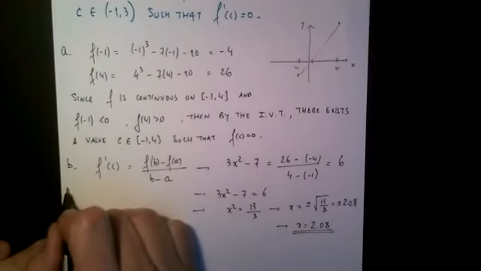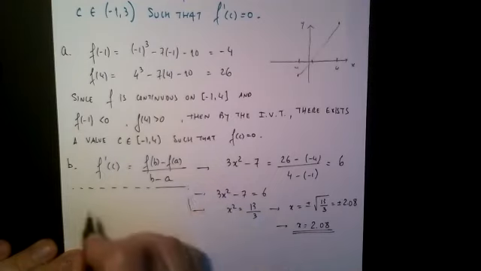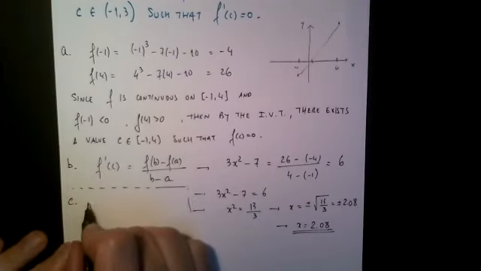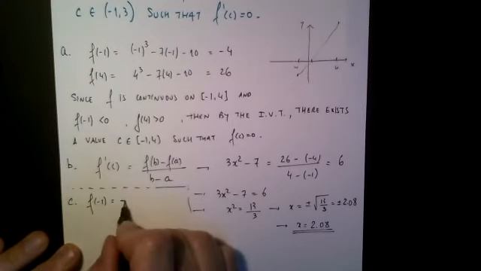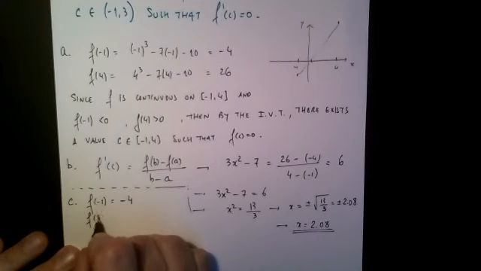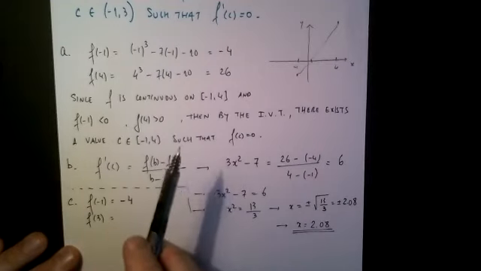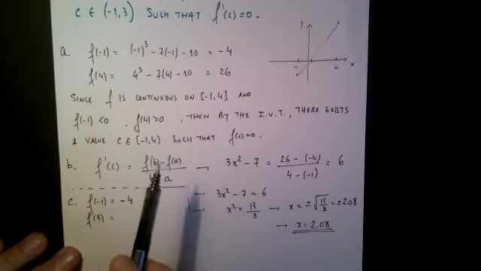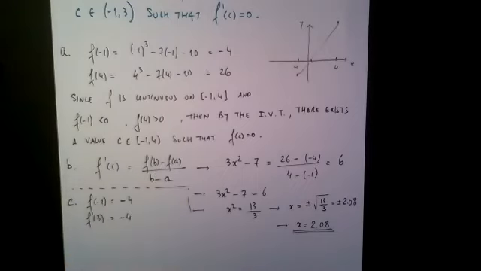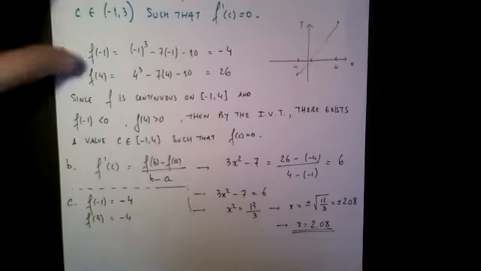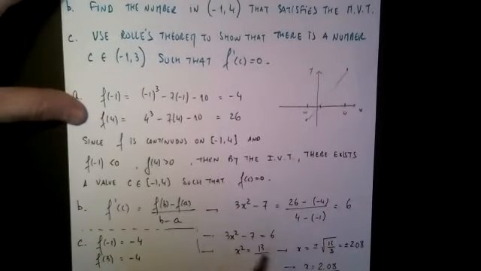Okay, last one. I'm going to try to fit again Rolle's theorem here. Number C. f of -1 we just found as negative 4. And f of 3, if you plug in 3 in your function, I get 27 minus 21 is 6, minus 10 is -4. So where does the 3 come from in the question? Oh, okay, okay. 3, okay?